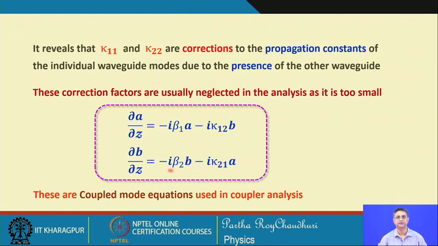and after neglecting the correction terms, we can write the coupled mode equations in this form: del A del z equal to minus i beta 1 a minus i kappa 1 2 b, and similarly for del B del z, that is the variation in the amplitude of the field in waveguide 2, will be given by these two equations. These are the well known coupled mode equations which are used in the analysis of waveguide couplers.